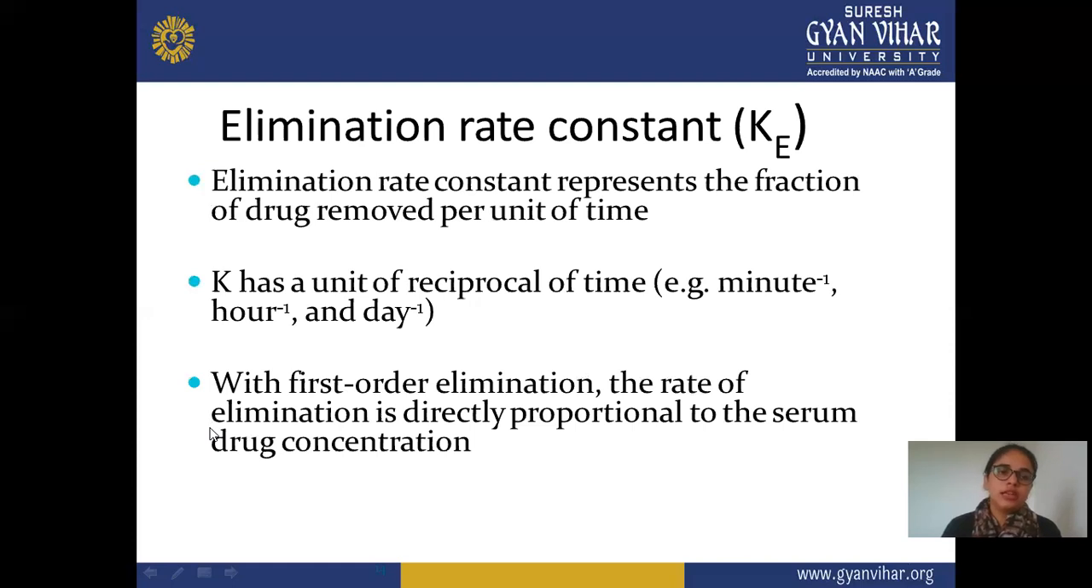First, the elimination rate constant, the first estimation parameter of the elimination phase. The elimination rate constant is represented by Ke, and it represents the fraction of drug removed per unit time. That means how much drug is removed in a particular time period. For example, how much drug is removed after 1 hour. So the elimination rate constant is the fraction of drug removed per unit time from your body.